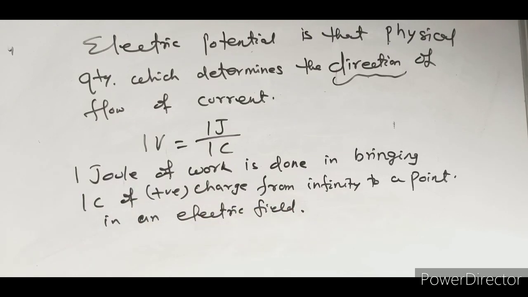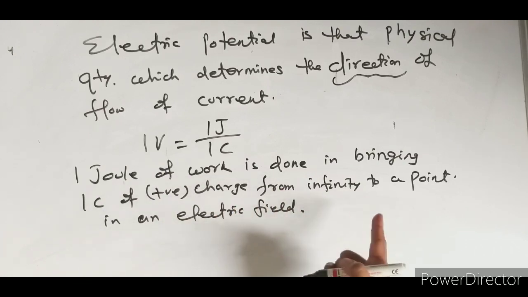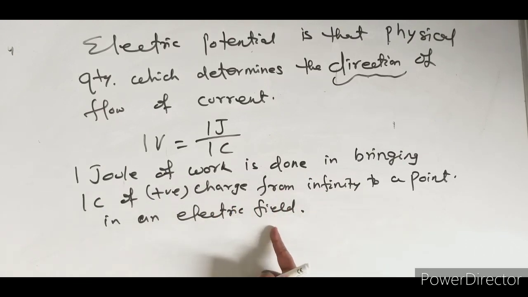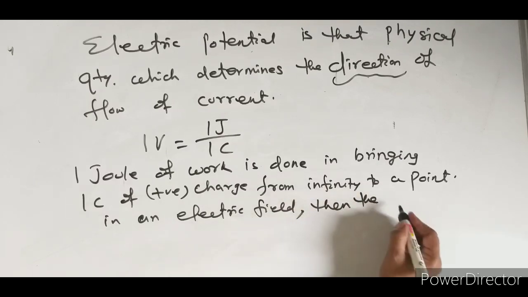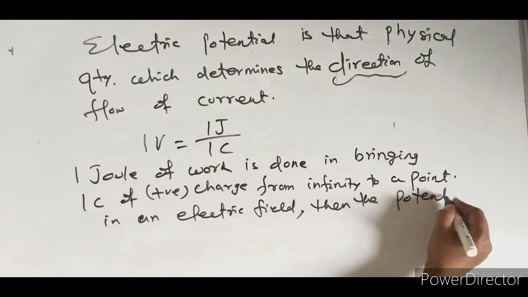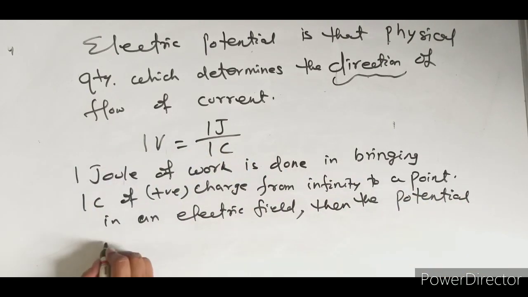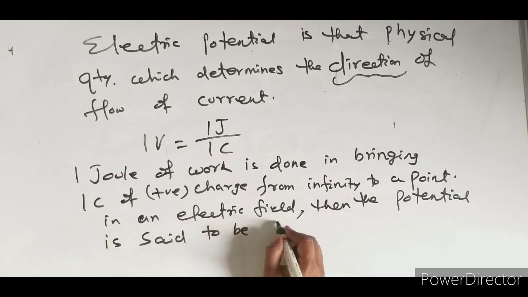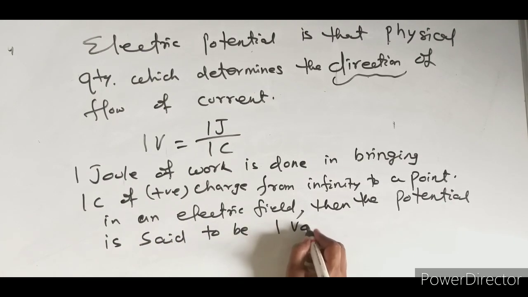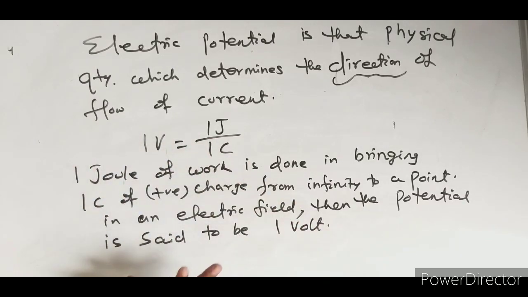So this one will be the definition of 1 volt. We said that if, in bringing a positive charge, 1 joule of work is done in an electric field, then the potential is said to be 1 volt. Nothing I have done, only rearranged the words.